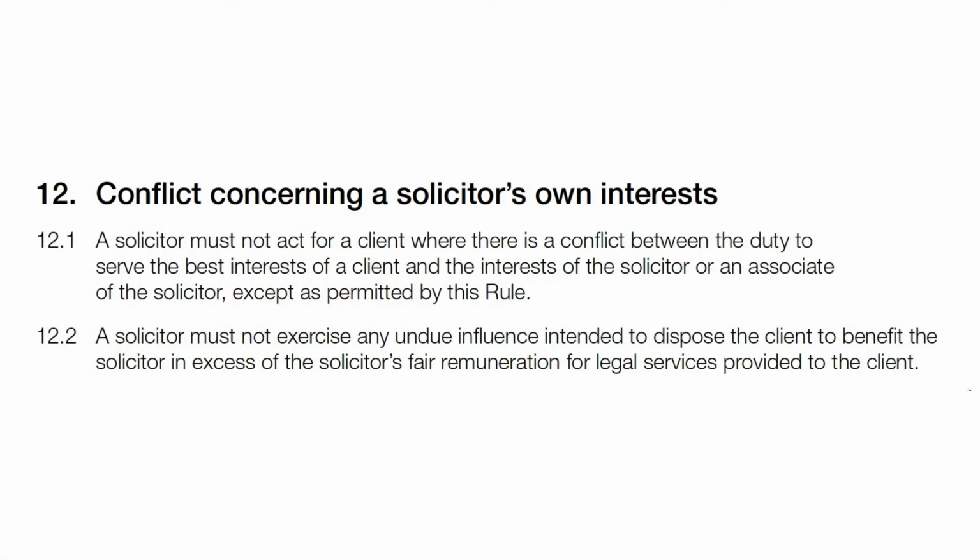Solicitor's Conduct Rule 12.1 says a solicitor must not act for a client where there is a conflict between the duty to serve the best interests of the client and the interests of the solicitor or an associate of the solicitor. Rule 12.2 then says a solicitor must not exercise any undue influence intended to dispose the client to benefit the solicitor in excess of the solicitor's fair remuneration for legal services provided to the client.